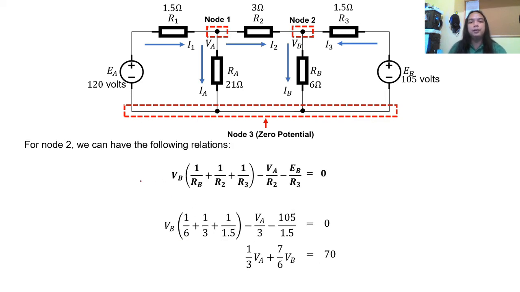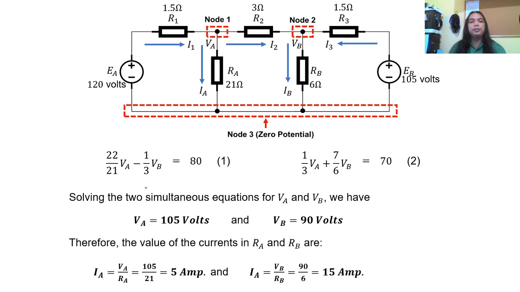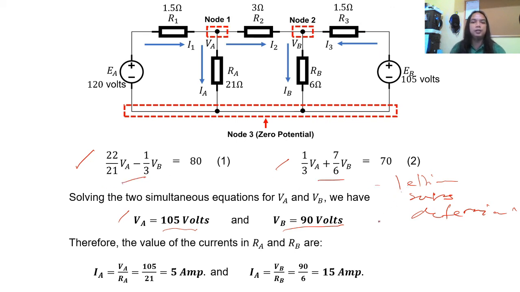Next, for node 2, again we have the following relations. Substituting the values the same way, we only have VB and VA as unknowns. Simplifying further, this equation becomes 1/3 VA plus 7 over 6 VB equals 70. So this will be our equation 2. Now, solving equations 1 and 2 as two simultaneous equations for VA and VB, you can use elimination, substitution, and determinants to find the value of VA, which is 105 volts, and VB is equal to 90 volts.